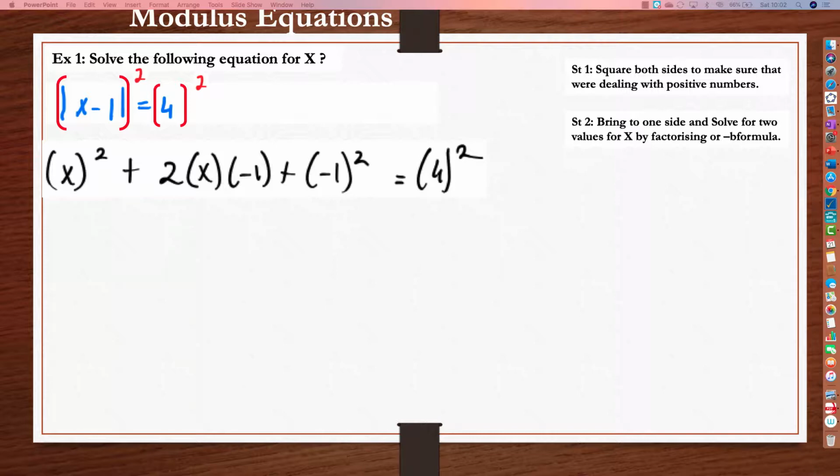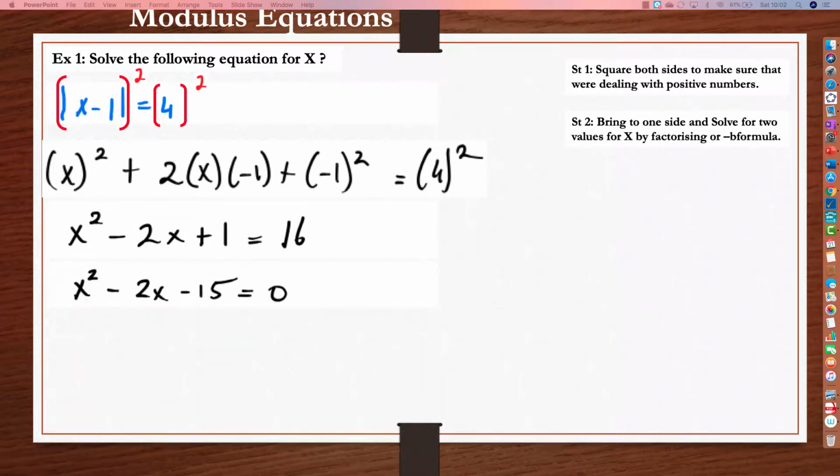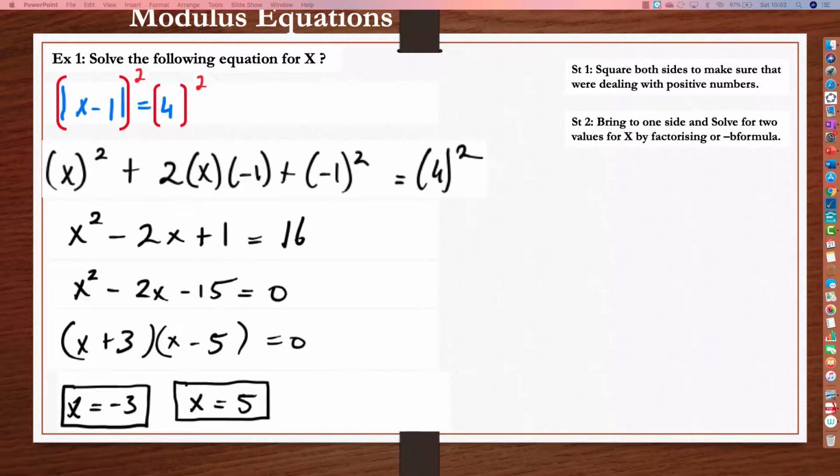So we square both sides. This becomes x squared minus 2x plus 1 is equal to 4 squared, which is 16. x squared minus 2x minus 15 is equal to 0. And then you have to figure it out from here. Double brackets, exactly. x plus 3 and x minus 5. So x is minus 3 and x is 5. If we think about it, that makes sense.